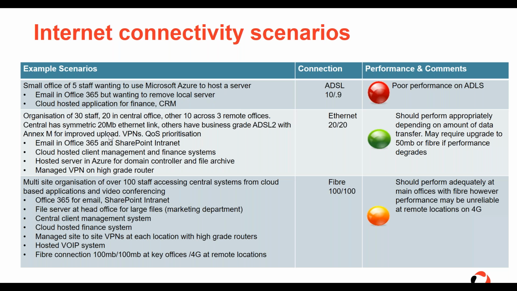The other one that we're seeing is a lot of organisations with, say, 30 staff, 20 in the main office and maybe 10 staff out and about. Most of those types of organisations are moving towards a synchronous connection, which means that you get the same upload speed as download speed. In this case, something like a 20 megabit per second upload and download is usually suitable for this type of medium-sized organisation. We would still typically recommend email in Office 365 and maybe a SharePoint intranet and cloud-hosted client management. But in this case, similar to the case study that Joey did earlier, you may still have an Azure server for a domain controller and file archive, and you may still have a VPN and manage things like group policy and central user administration.